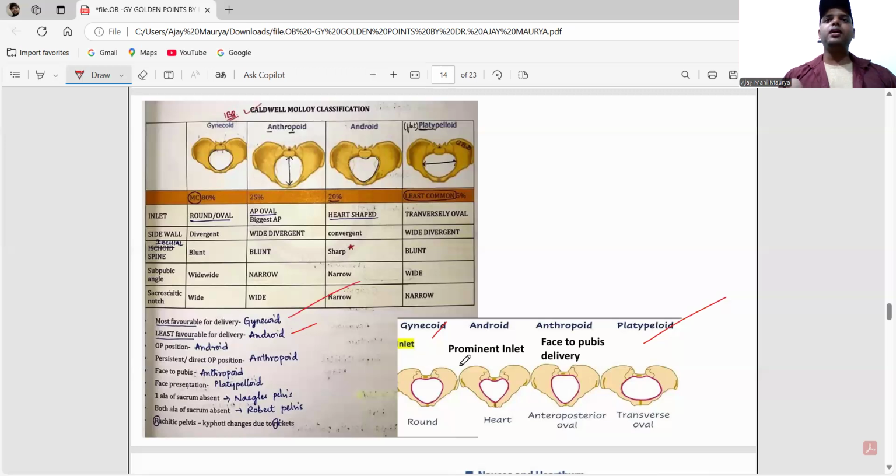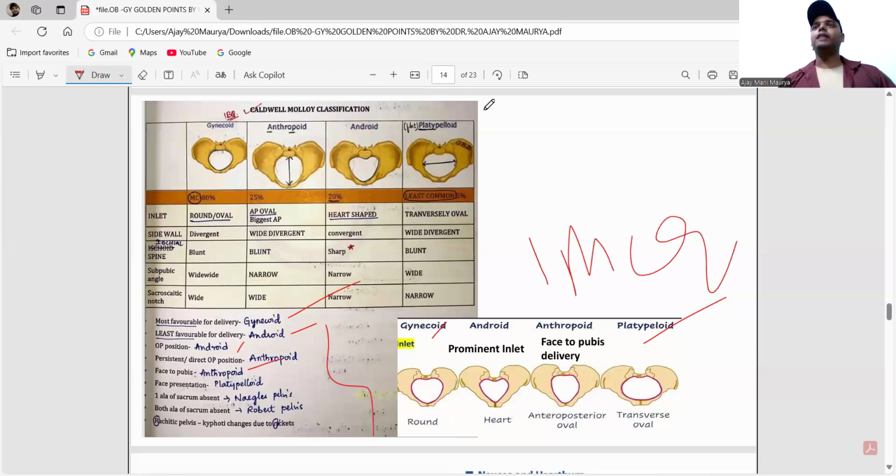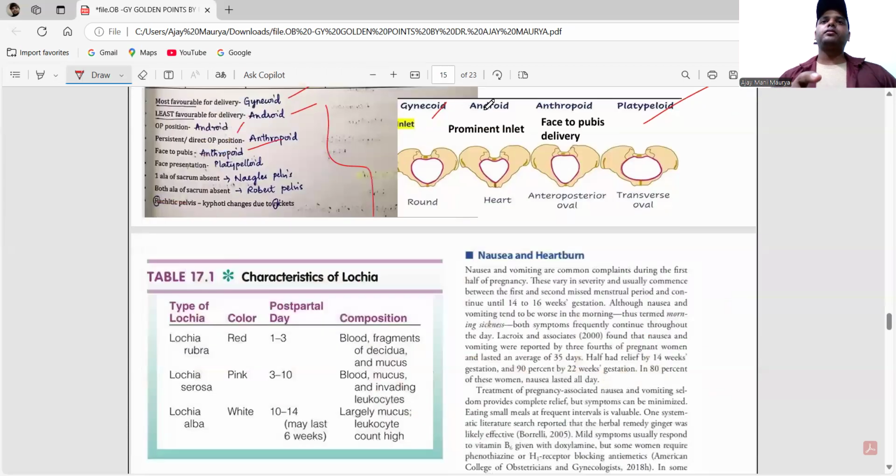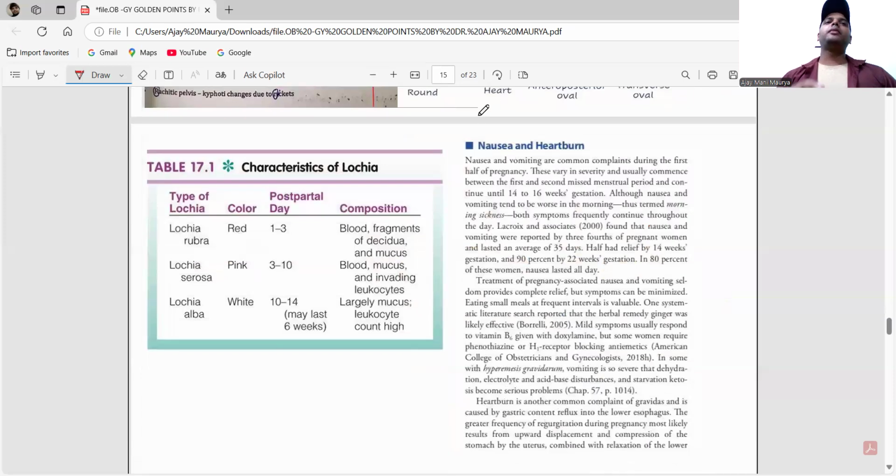The OP position is the android. See, there is also a question here. They ask the question for face-to-face, which is the anthropoid. Yes, you will get one MCQ. Mark my word, guys, you are going to get one MCQ from this table.